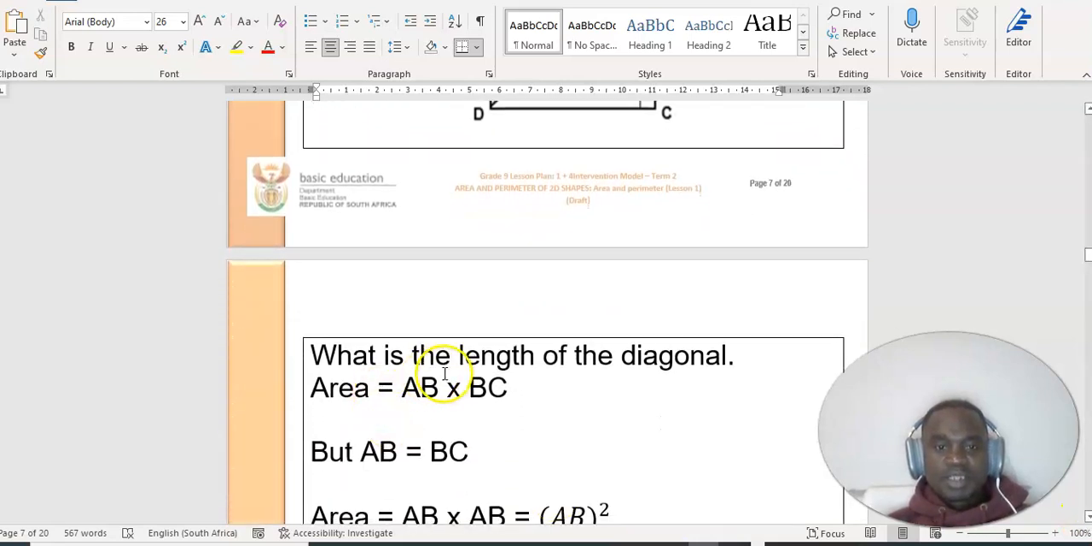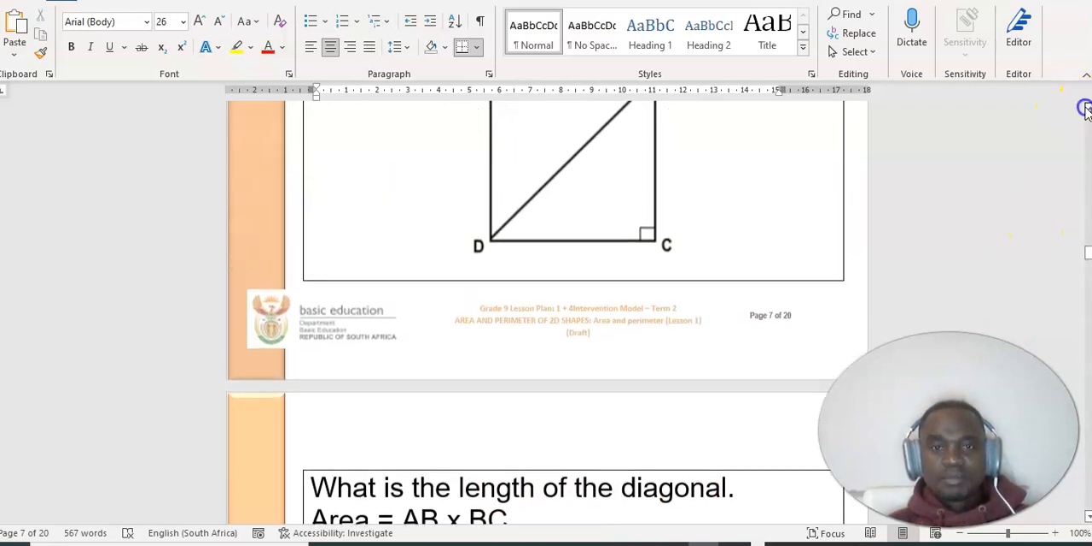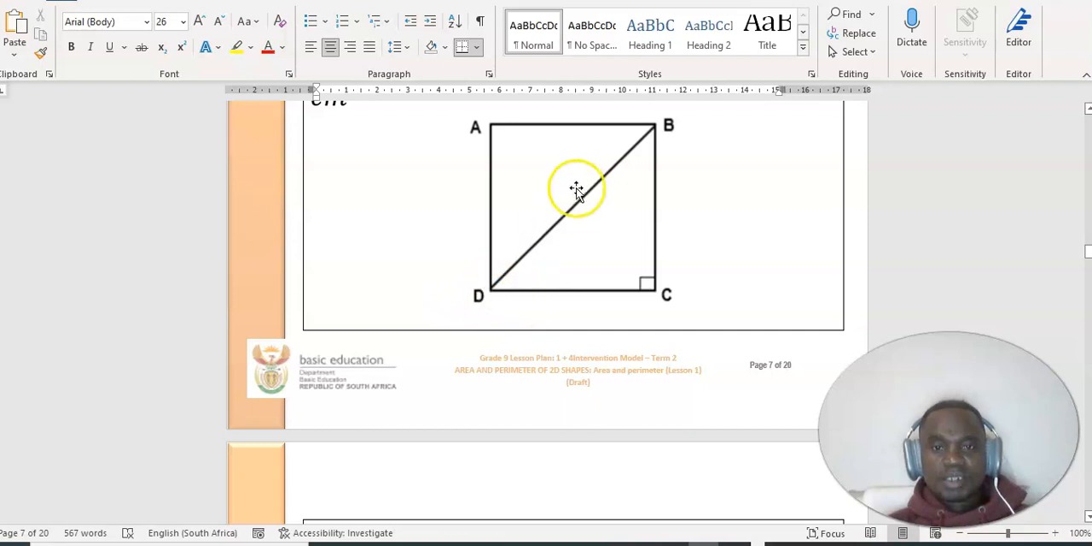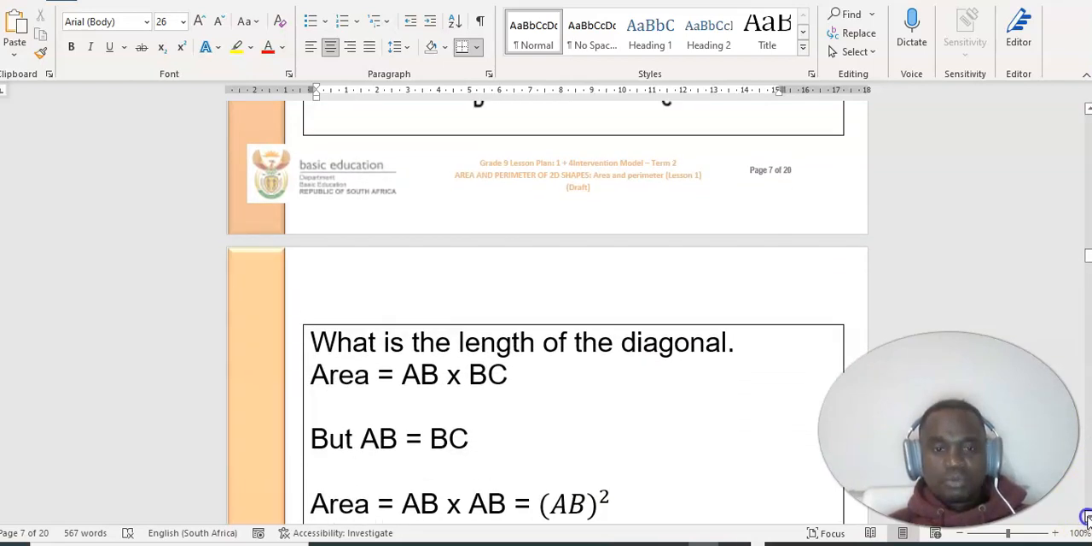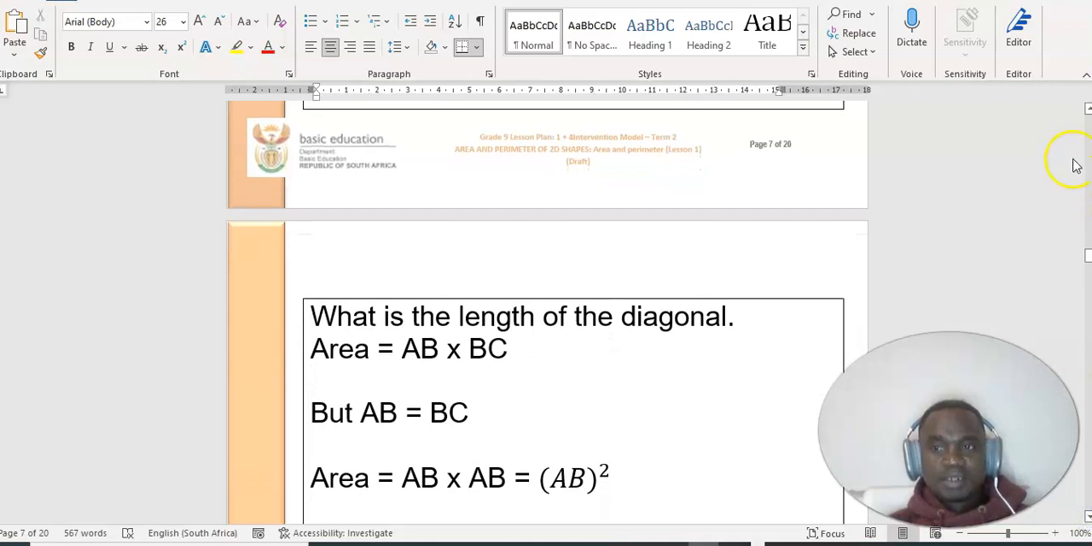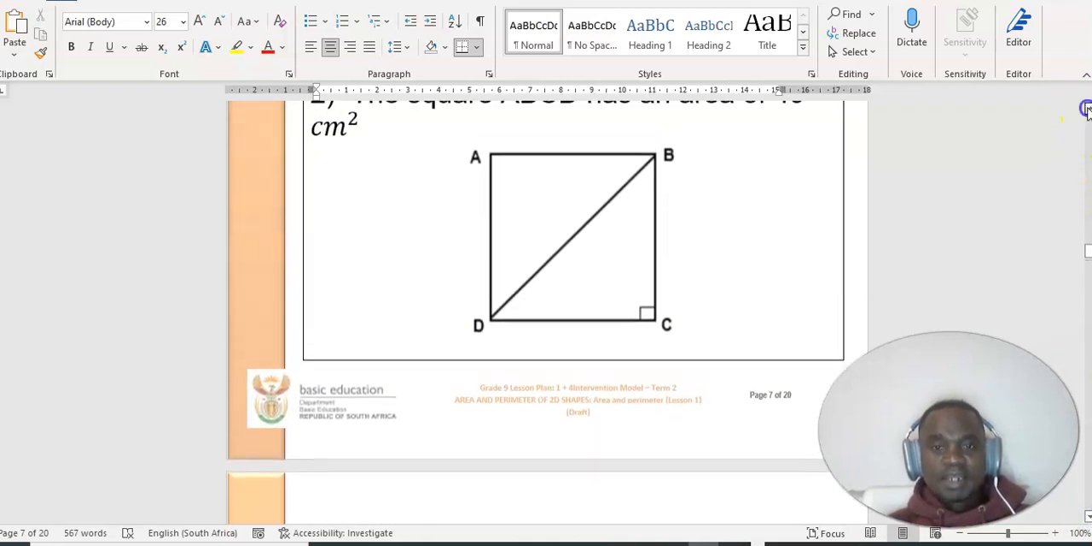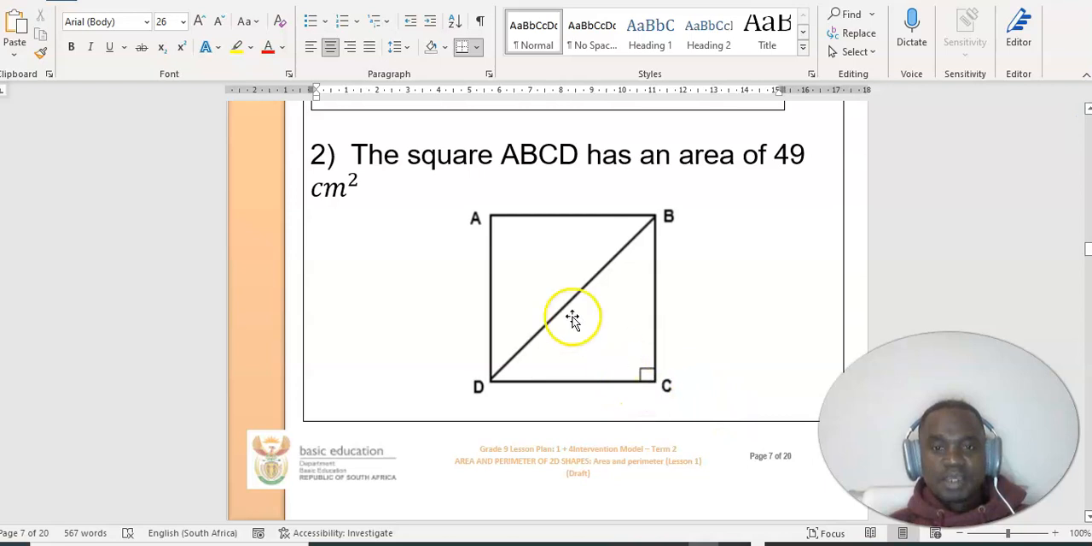So what is the length of the diagonal? What is a diagonal? It is this one, this line, BD. That is the diagonal of the square. So we are going to find the diagonal. If you even have a line drawn from here to this side, it's also a diagonal. But this one, they drew only one diagonal.